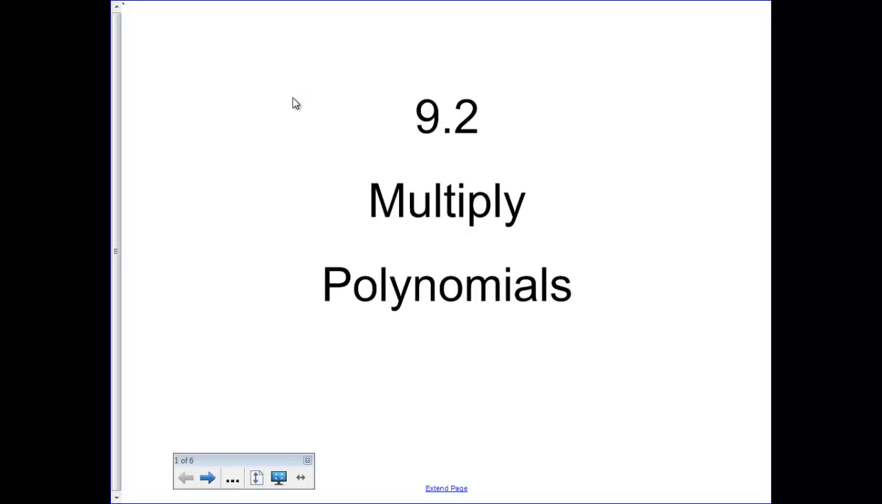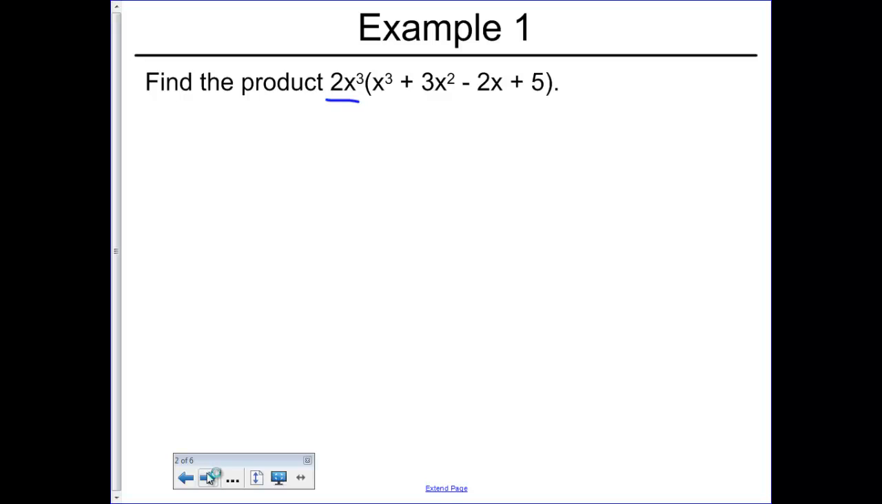Hello again. This video will show you the basics of multiplying polynomials. Example 1. We've got a monomial being multiplied by a 5-term polynomial. Basically, this is one big distribution.